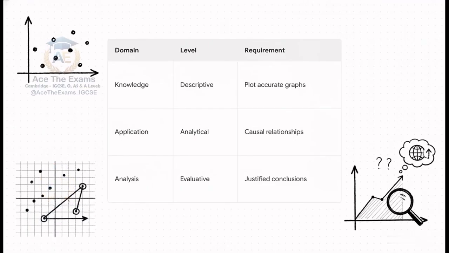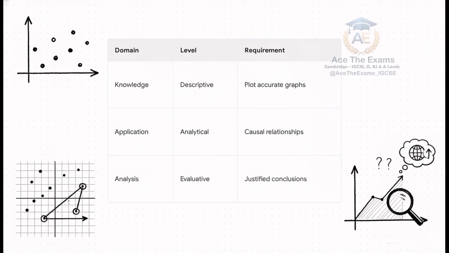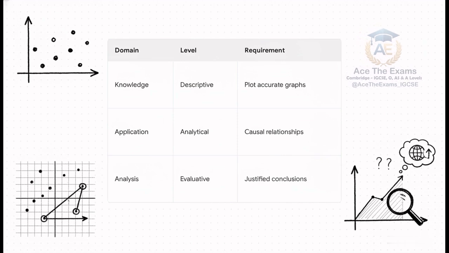If you want to break into those absolute highest grade boundaries, we have to elevate your cognitive domain. Let's break this down. At the descriptive level, you are just demonstrating basic knowledge. In the context of graphical solutions, this is merely plotting your points accurately on the grid. Now, don't get me wrong, it's absolutely necessary, but it is only the first step. It won't get you an A-star on its own.